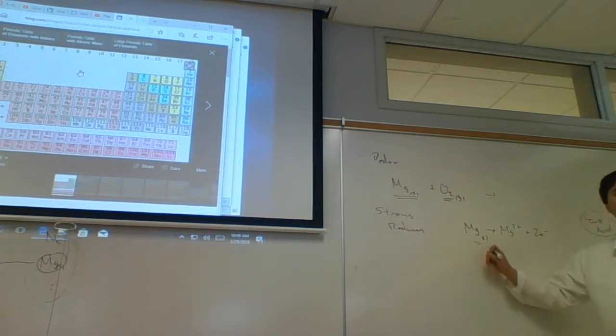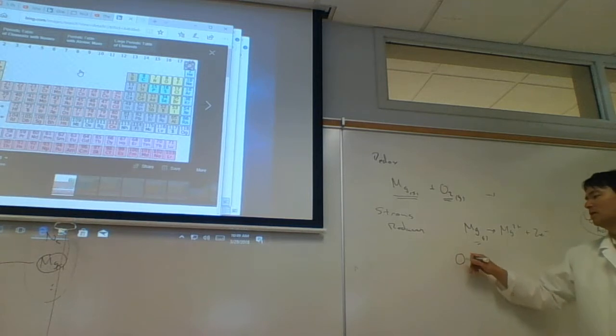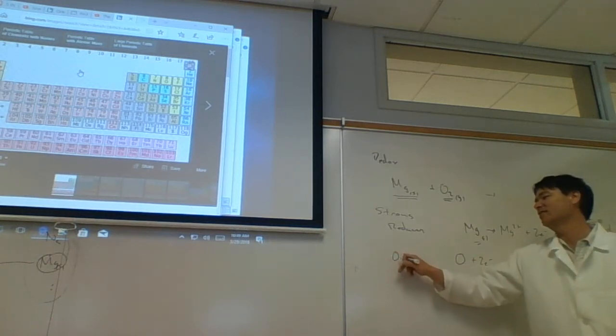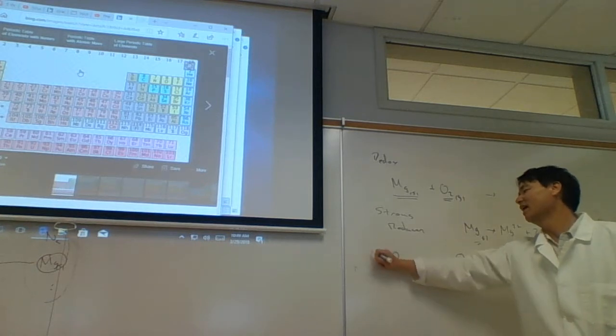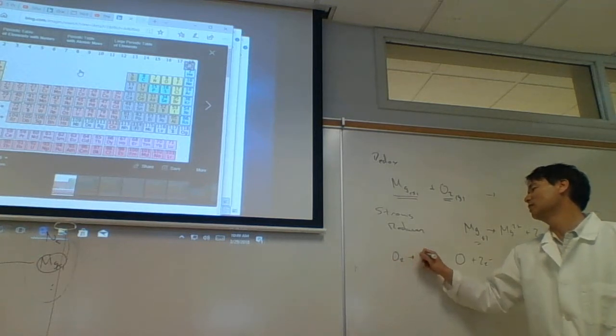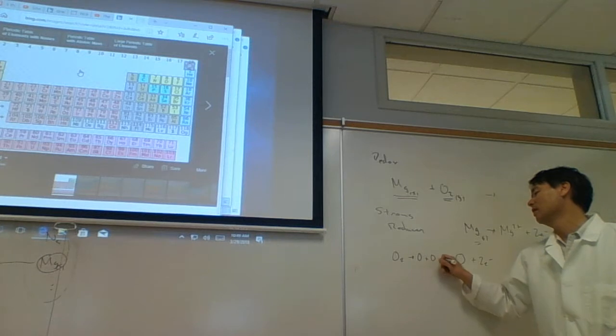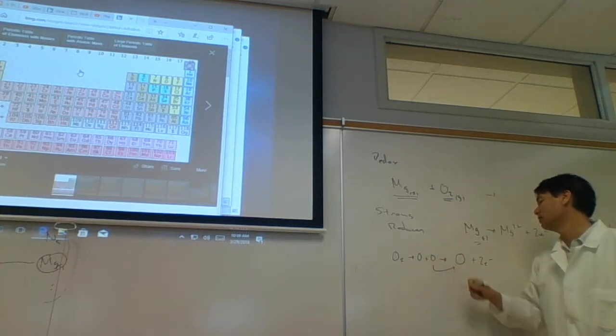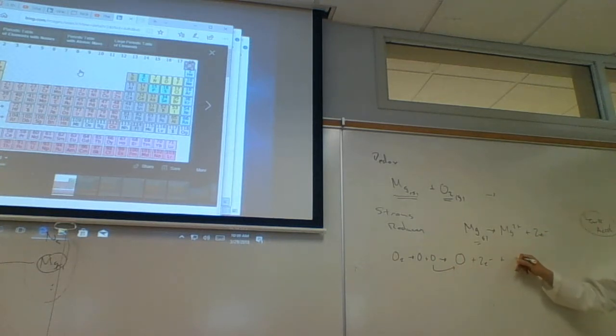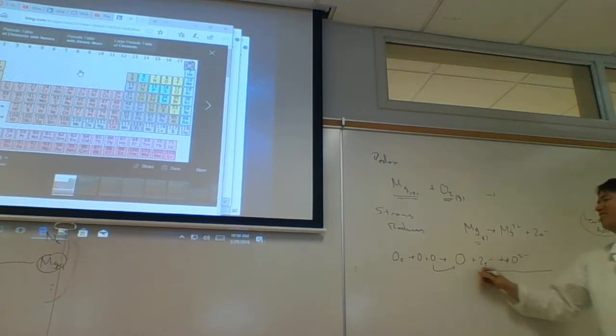And then the oxygen is going to gain. There are 2 ways we can do oxygen gaining electrons. We could do it like your book does it, an oxygen atom plus 2 electrons. So what we have to have is this. I'm going to have an O2 here, and the O2 is going to dissociate into 2 O's. And then I'll take one of those O's and bring it over here. And then that O will gain electrons to form oxide. And so then we'll just combine this.